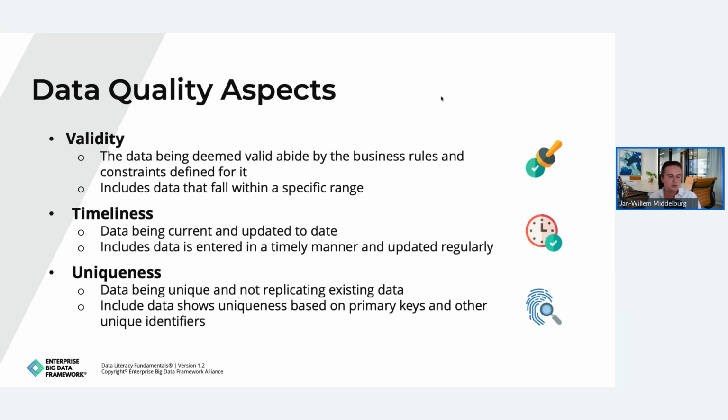So the first three were, I would say, more generic, and these last three are a little bit more detailed. But in order to become data literate, the question that you need to ask yourself is, how do these criteria impact my decision making? And for instance, would I make better decisions if the data would be more valid, timely, or more unique?